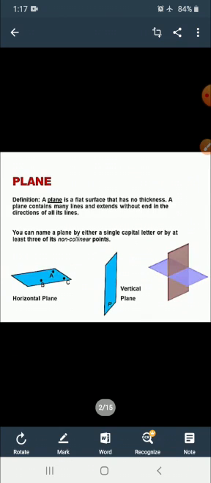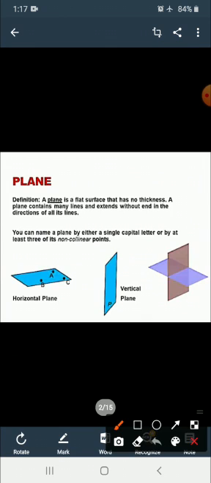A plane is a flat surface, just like a paper, that has no thickness. A plane contains many lines and extends without end in the directions of all its lines. Here in the figure you can see this is a horizontal plane, this is a vertical plane, and this is a combination which is showing you both horizontal and vertical planes.